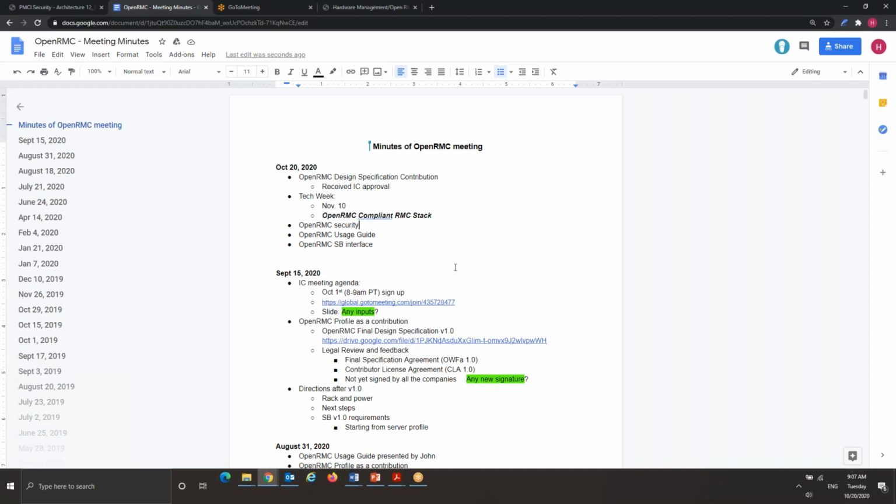So the first topic is security. As you brought up, when the OpenRMC design specification was going out, that design specification actually had no chapter on security on top of the Redfish interface. I didn't know if we wanted to have that discussion in this meeting, to roll a revision of that design spec talking about what security requirements were necessary for OpenRMC.